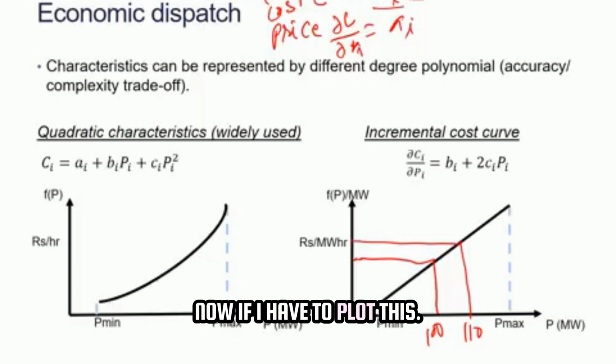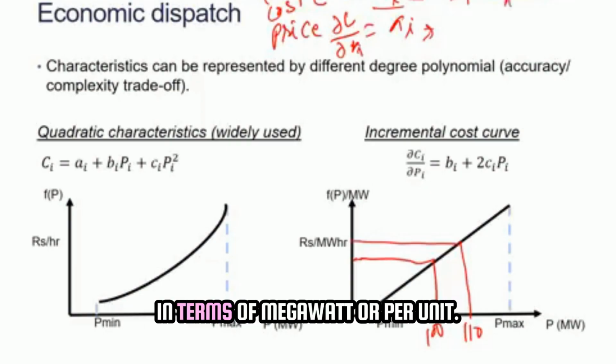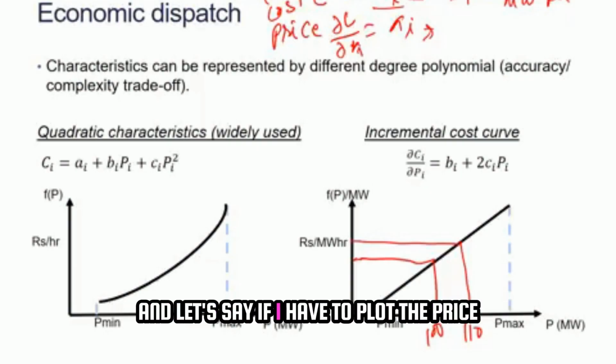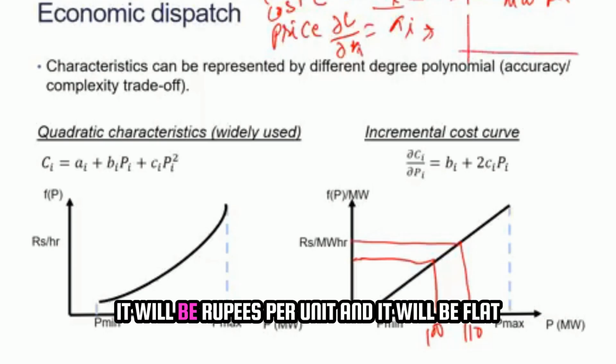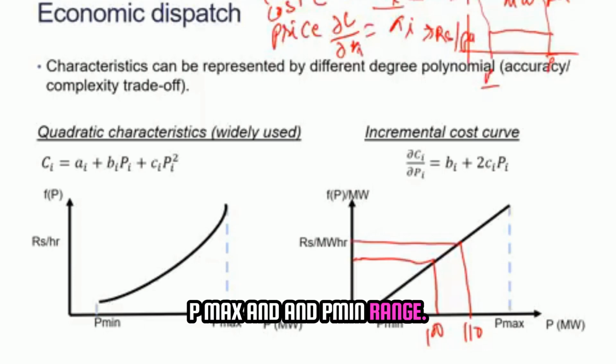Now if I have to plot this, the total cost plot will be linear. This axis is rupees, and here it will be in terms of megawatt or per unit. And if I have to plot the price, it will be rupees per unit, and it will be flat within the Pmax and Pmin range, right? Pmax and Pmin range.